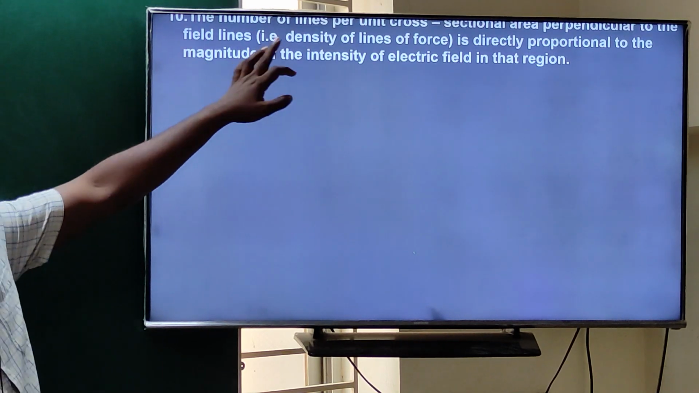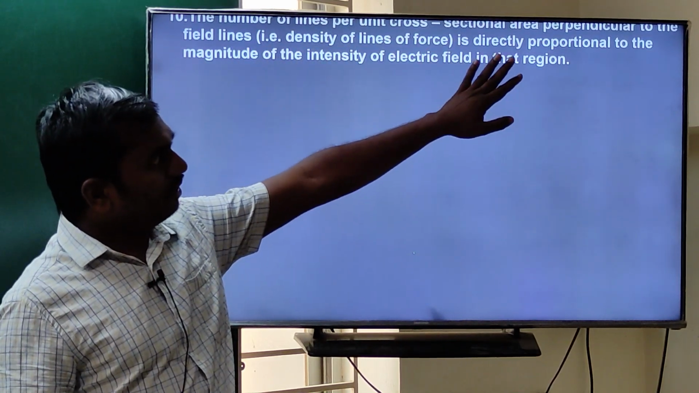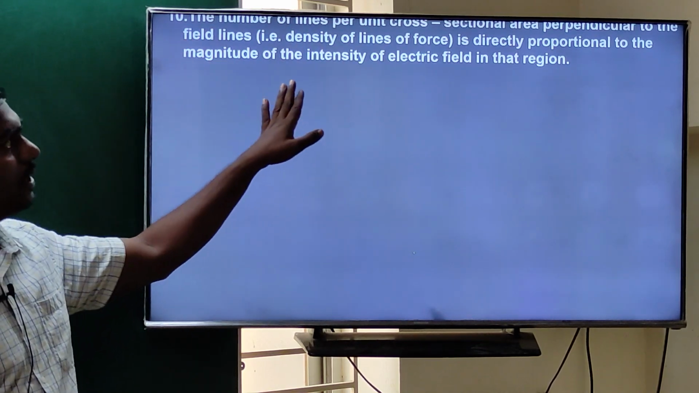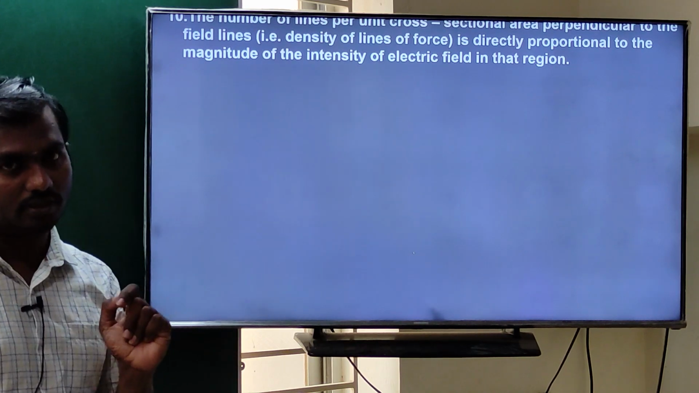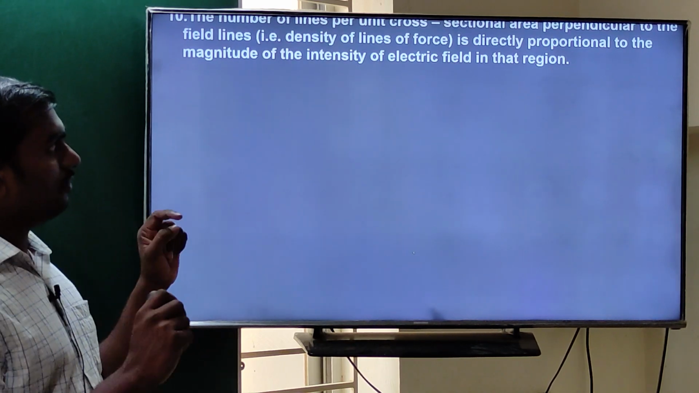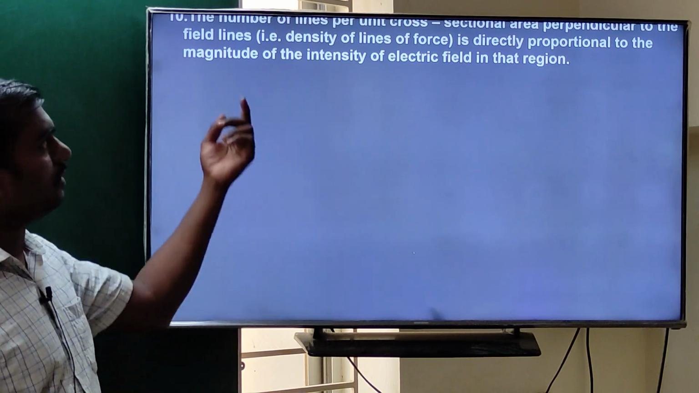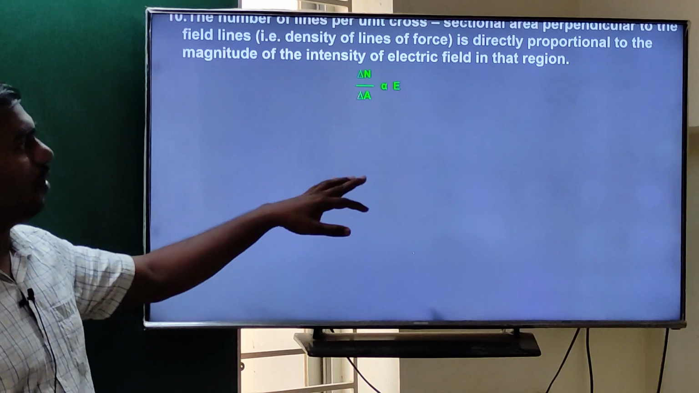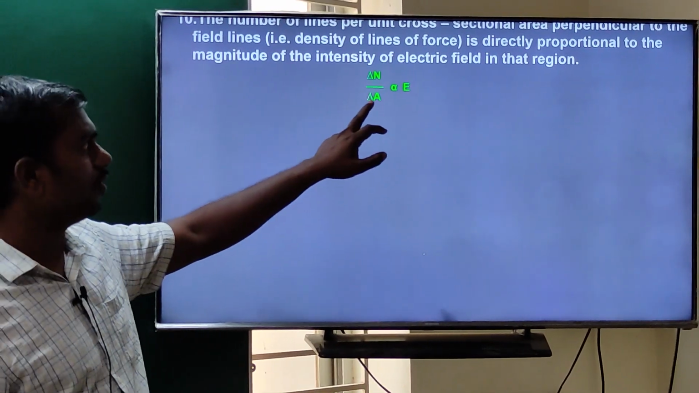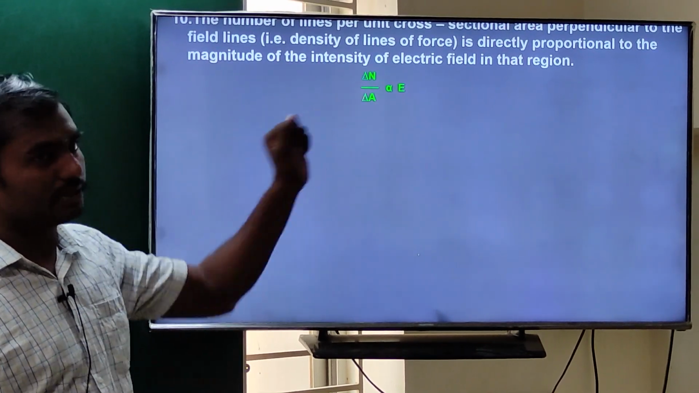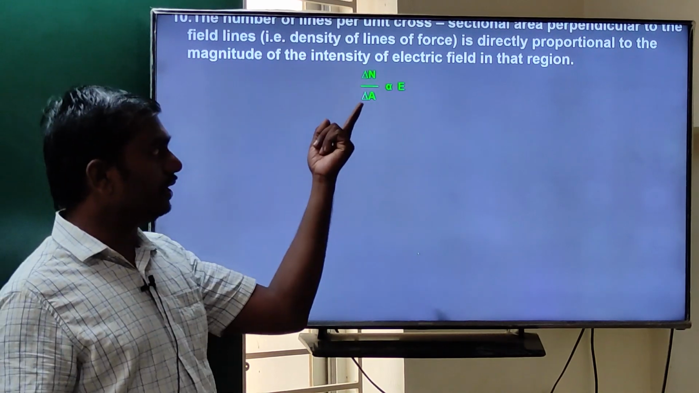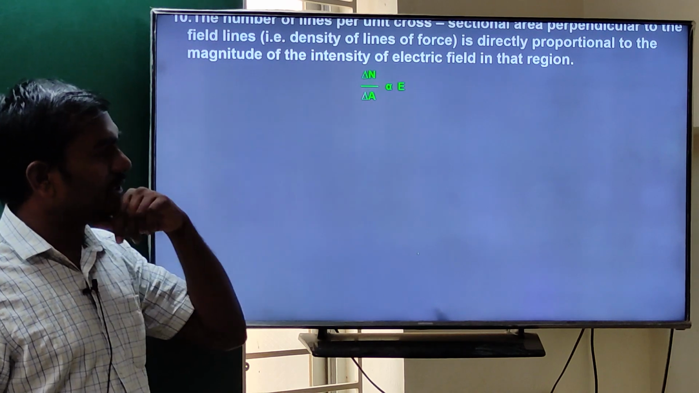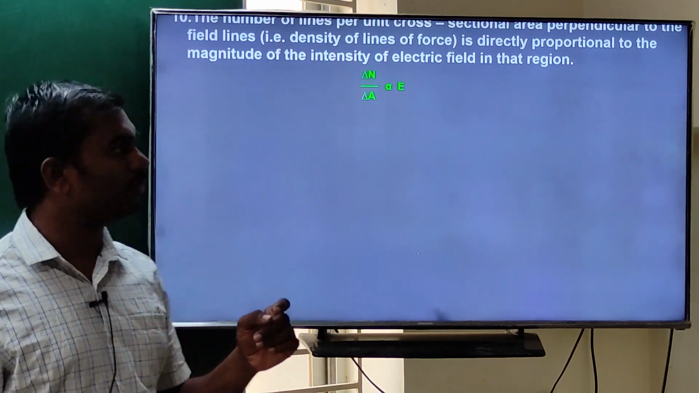And the 10th one, the number of lines per unit cross-sectional area perpendicular to the field line is directly proportional to the magnitude of the intensity of the electric field. For a particular area, if the number of field lines is greater, the field intensity is greater. If the number of field lines is smaller, the field intensity is smaller. So dN by dA is directly proportional to E. If dN by dA is greater, the electric field strength is greater; if it is smaller, the field strength is smaller.